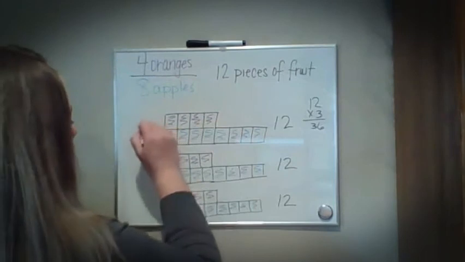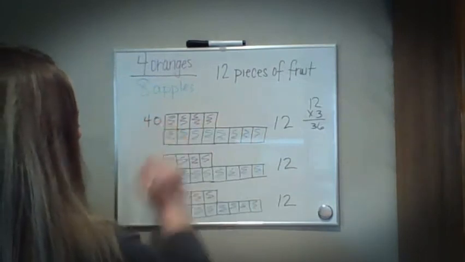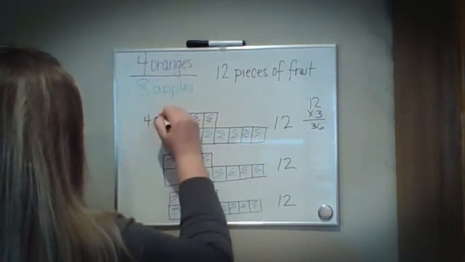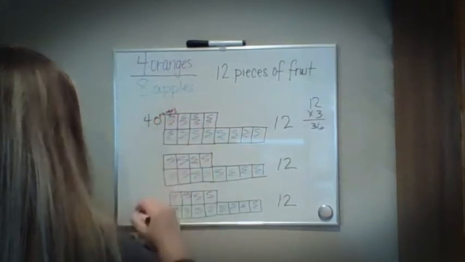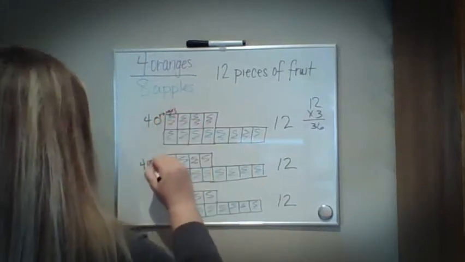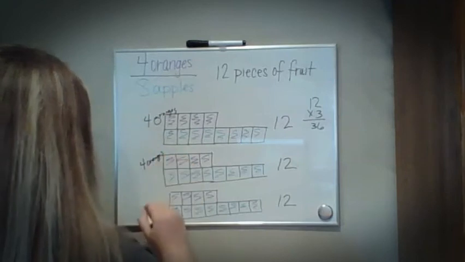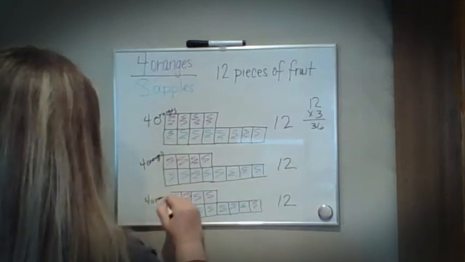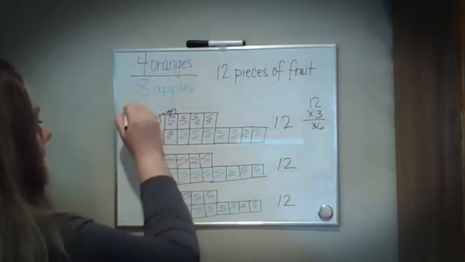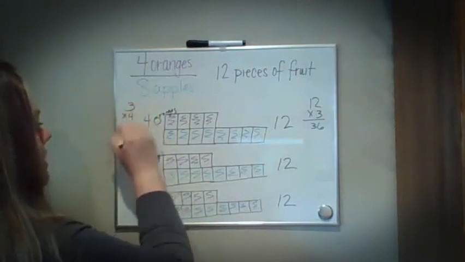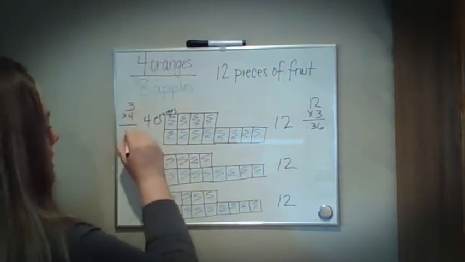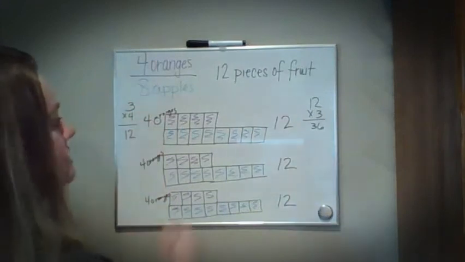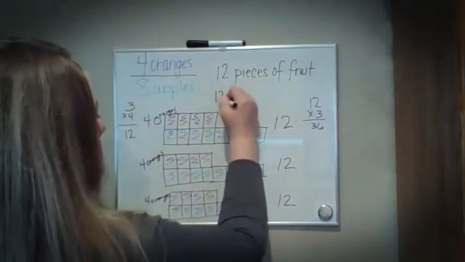I have 4 oranges here. I have 4 oranges here. And I have 4 oranges here. I can also say that I have 3 groups of 4. And 3 groups of 4 is 12. So my answer should be 12 oranges.